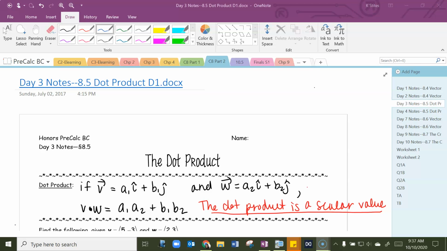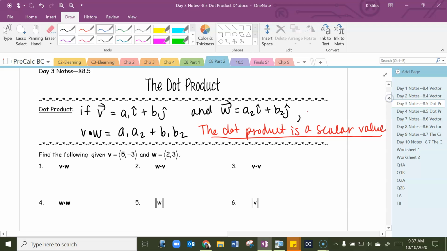So we want to call this the dot product as opposed to multiplication because it's not super clear what we actually mean by that. It also isn't going to look like the multiplication you are used to with scalar values. So here's how we do the dot product between vectors.